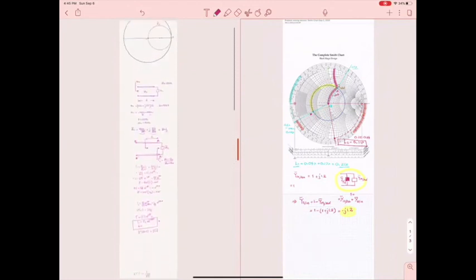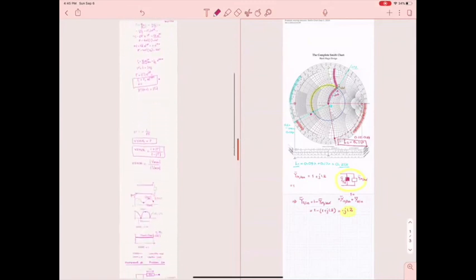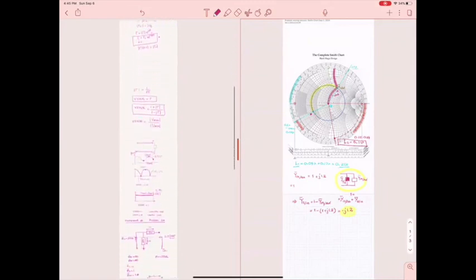Would you like to see anything else? Now it's already 4:45, so maybe next time. Would you like to see more on Smith charts?